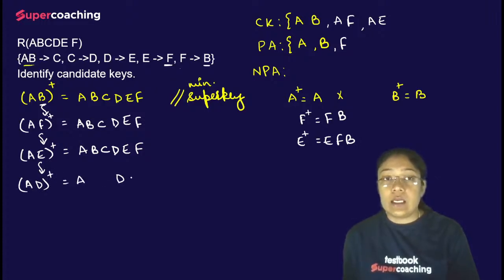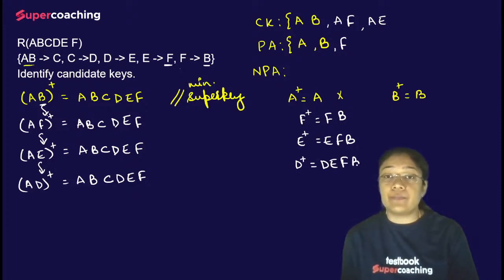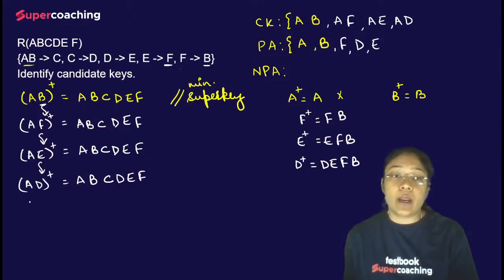AD, D is determining E, E is determining F, F is determining B, and B is determining C. D closure is determining D, E, F, B. That's it. So AD is another candidate key. D is also a prime attribute. E was also a prime attribute. Now replace this D with C, same concept.